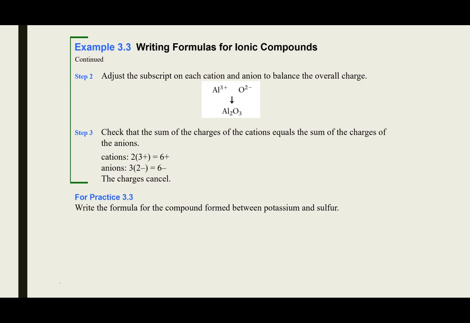So write the formula for the compound formed between potassium and sulfur. Potassium is a +1. Sulfur is a -2. So to balance out the charges, I would need 2 potassiums and 1 sulfur. My total positive charge would be +2. My total negative charge would be -2.